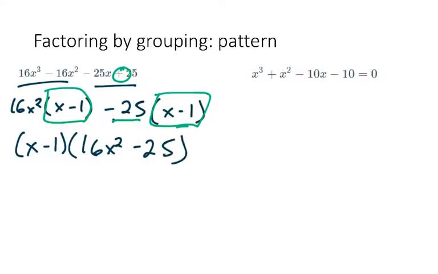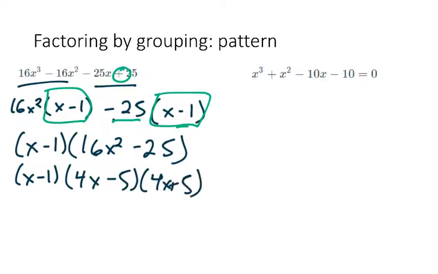Hey, and now I have another pattern within a pattern. This is an a squared minus b squared. So that's going to be an x minus 1 times 4x minus 5 times 4x plus 5. It's like these are all built on each other. Isn't that great? So let's do another one.